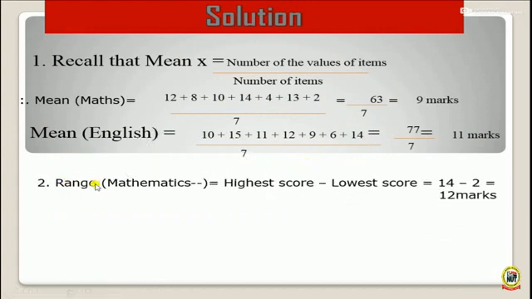Then range in mathematics has to do with the highest score minus the lowest score. So the range for mathematics as a subject in the question given above will be 14 minus 2, because the highest score for mathematics is 14 and the least score is 2. Therefore, 14 minus 2 gives us 12. It implies that 12 is the range for mathematics as a subject.